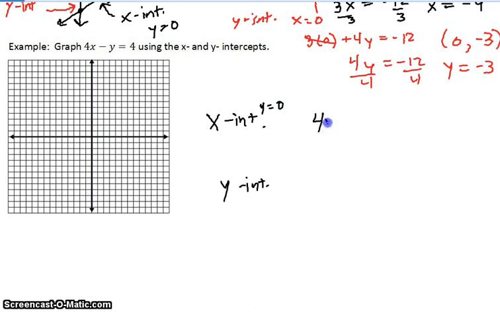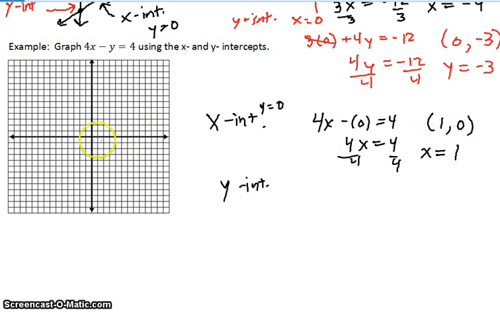So I'm left with 4x minus 0 equals 4, or just 4x equals 4. And if I divide by 4, I'm left with x equals 1. So my x-intercept is at the point 1, comma 0. So I'm going to put a dot there.